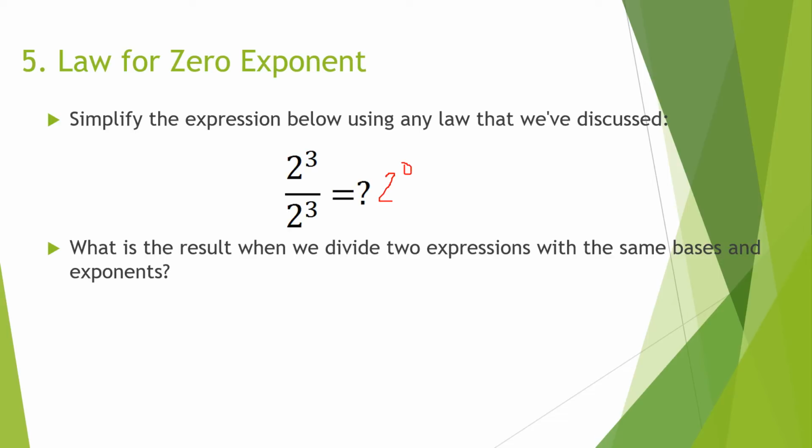Yes. How about if we use the first method wherein we expand? Let us check. So we have 2 cubed over 2 cubed. If we expand that, we will have 2 times 2 times 2 over 2 times 2 times 2, and we can cancel.